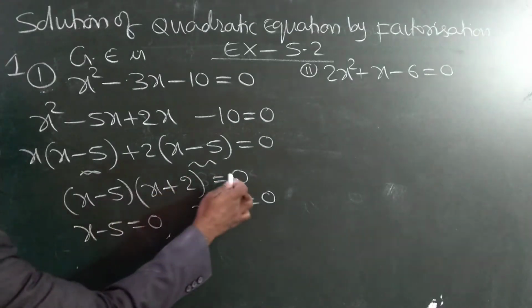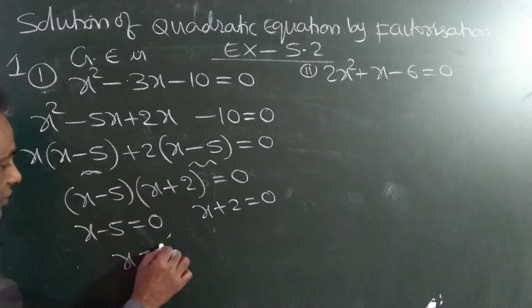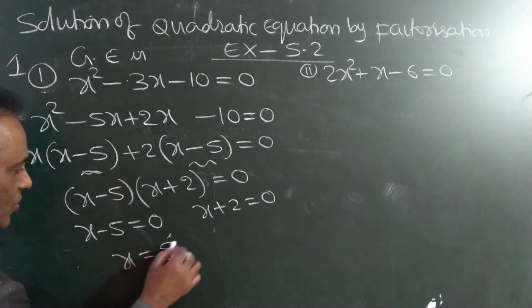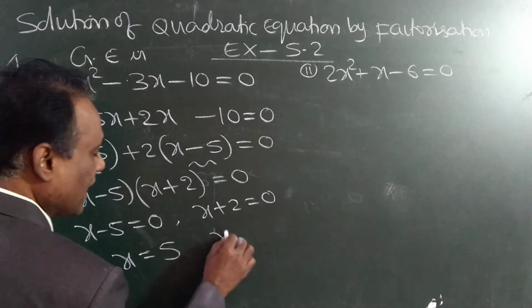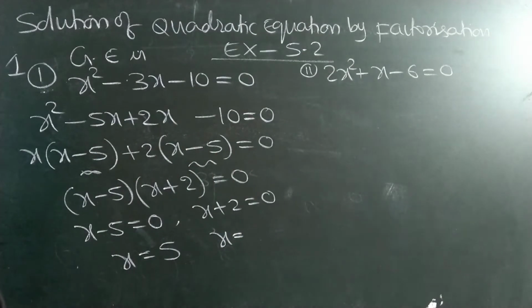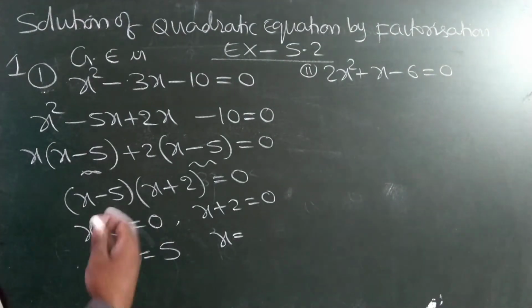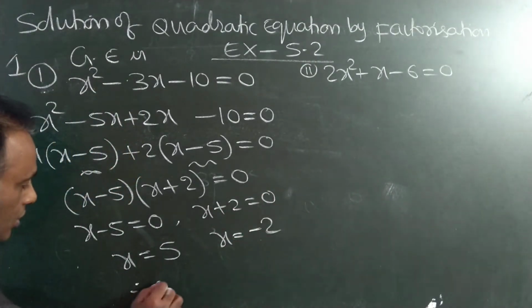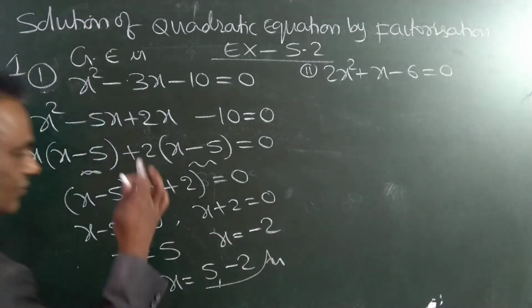So x minus 5 is equal to 0, x is equal to 5, taking minus 5 to the other side as plus 5. We got one x value, and one more answer we will get. I said 2 answers we will get. Some equations will have 2, some will have 1, some will have no answer, and we can't solve such equations. So here plus 2 that side becomes minus 2. Therefore, the solution is 5 comma minus 2.